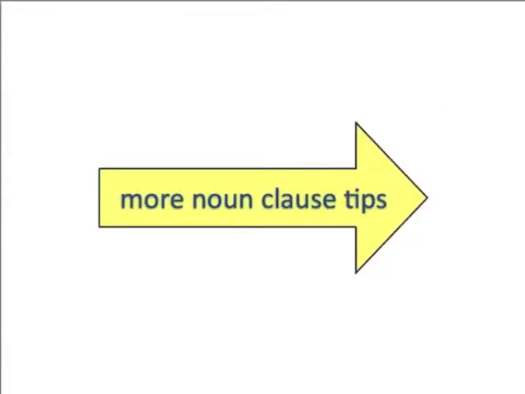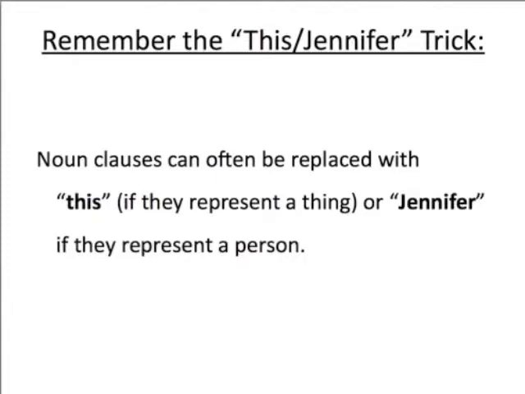Okay, some more noun clause tips. Remember the this Jennifer trick. That's useful much of the time. It will not work with the appositive noun clause, and it won't really work with the delayed noun clause, which is the one that has it, and then the noun clause coming after. Those are kind of the odd cases. But it should work with noun clauses that are subjects, direct objects, objects of prepositions, subjective complements.